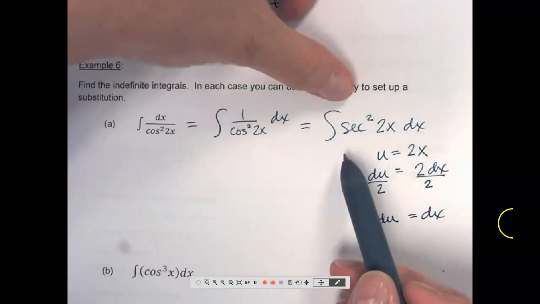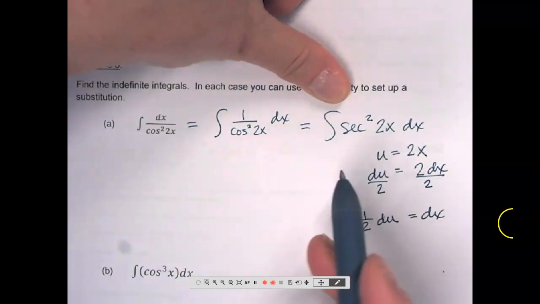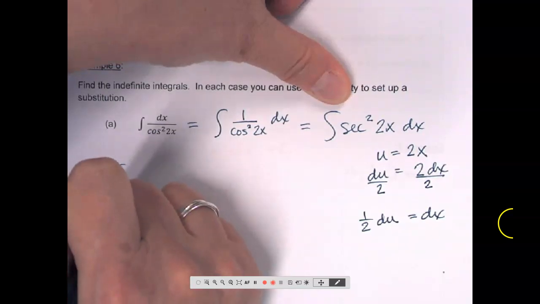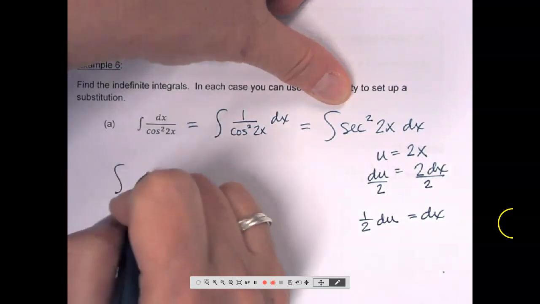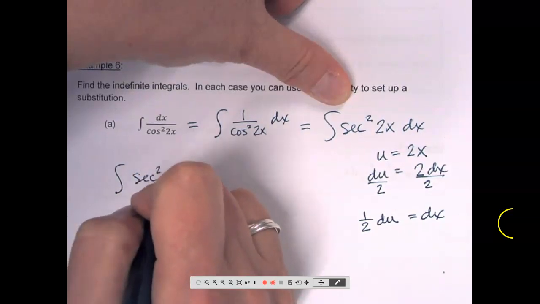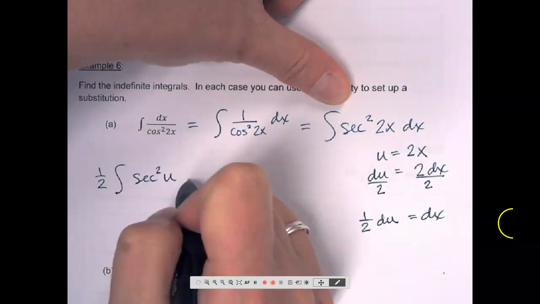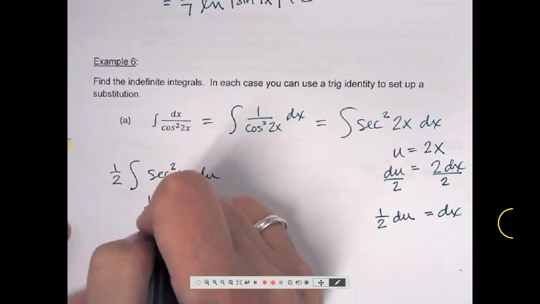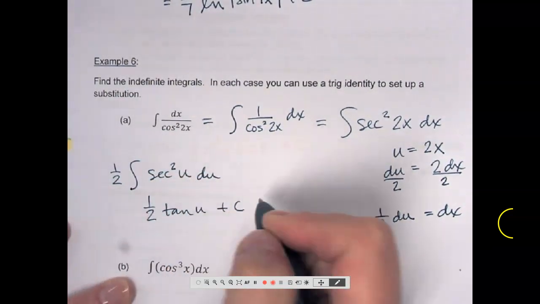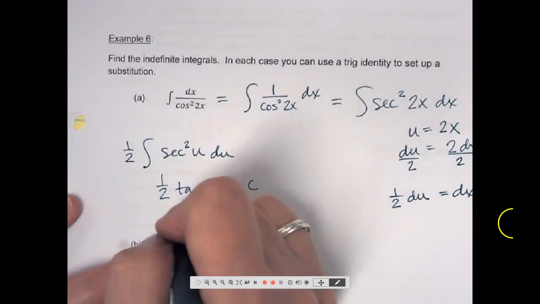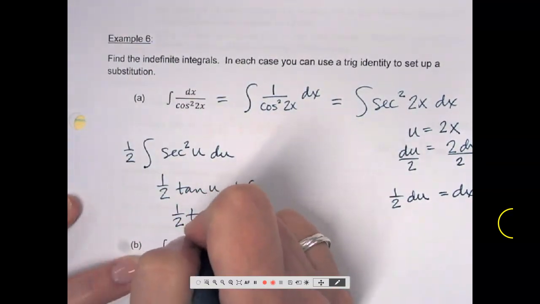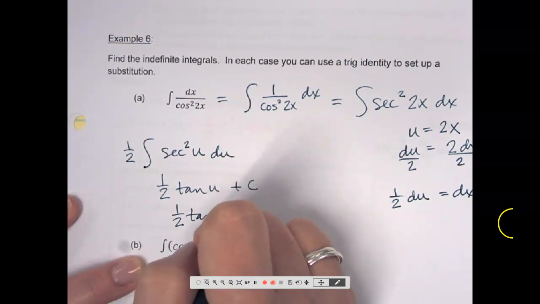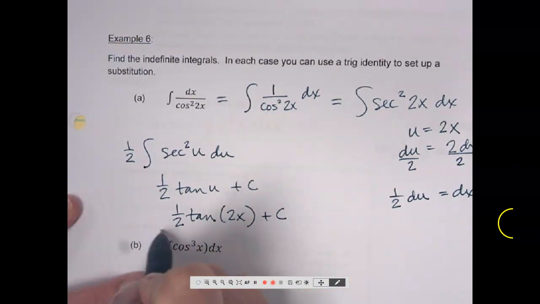All right, so let's go back. I'm changing this in terms of u. That would be the integral of secant squared u, and I'm going to put the 1/2 out front, du. Now the antiderivative of secant squared u is tangent u. Put the u back in: tangent 2x.